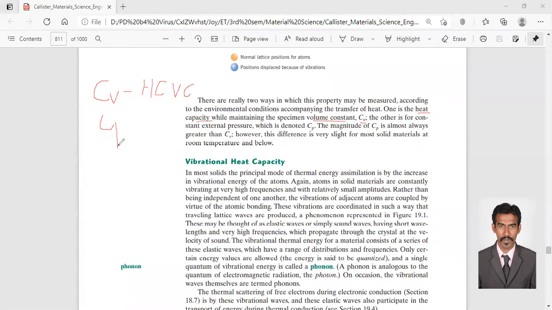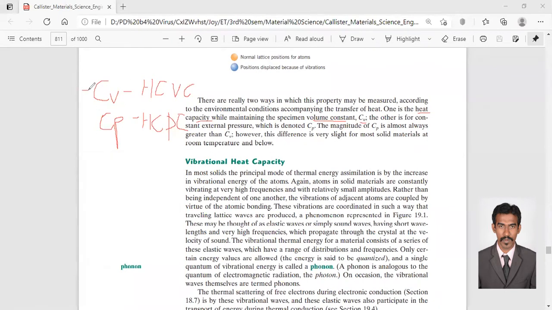Similarly, there is a CP also, that is the heat capacity while pressure is constant. The other one is at constant external pressure, which is denoted as CP. This P denotes constant pressure heat capacity, and the first one denotes constant volume heat capacity, right?